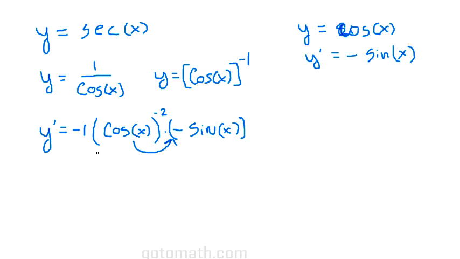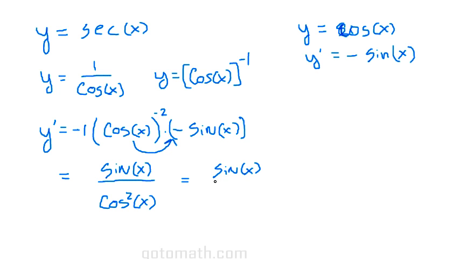Now let's go ahead and rewrite this. We have a negative out front, we have a negative here. Those are going to cancel out, and so we're going to end up with a sine x in the numerator. I'm going to write this with positive exponents, which means we take this down into the bottom. If this is a negative 2, we bring it to the bottom and it becomes positive 2: cosine squared x.